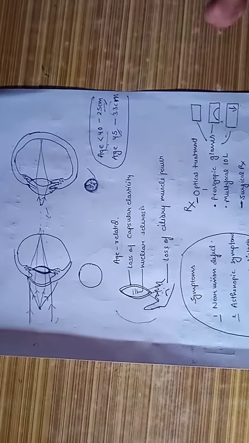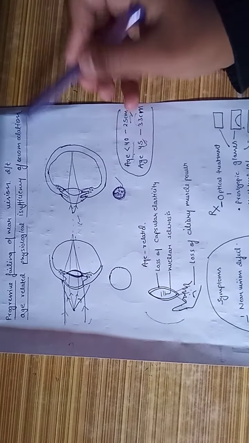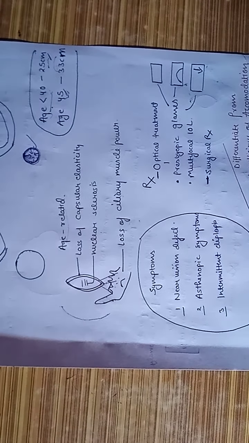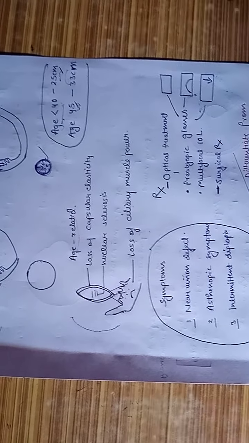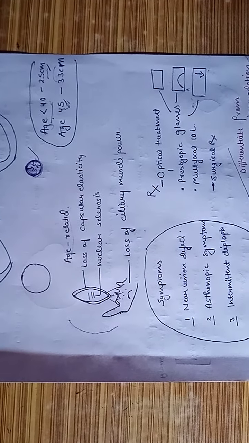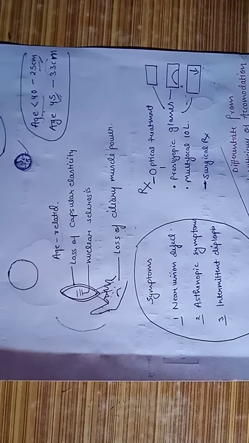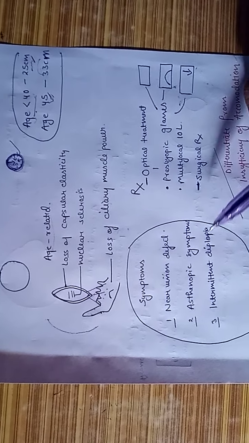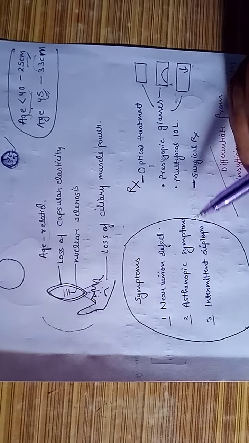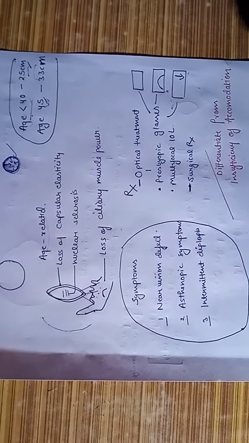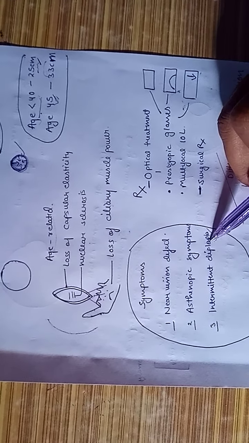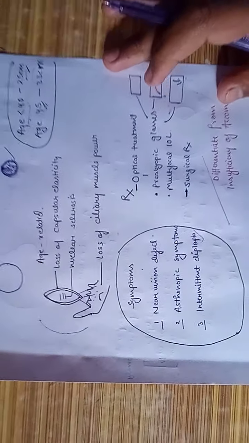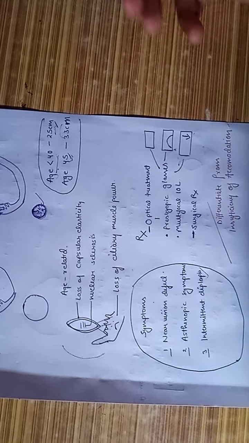So now if we go into details of accommodation, accommodation is a part of the near reflex. That is, the accommodation reflex also involves the convergence reflex and the miosis of the pupil, and these three altogether constitute the near reflex. So there is discoordination between our convergence reflex and accommodation reflex, and that leads to intermittent diplopia. This is a rare symptom seen in the case of presbyopia. Most of them present with a near vision defect.